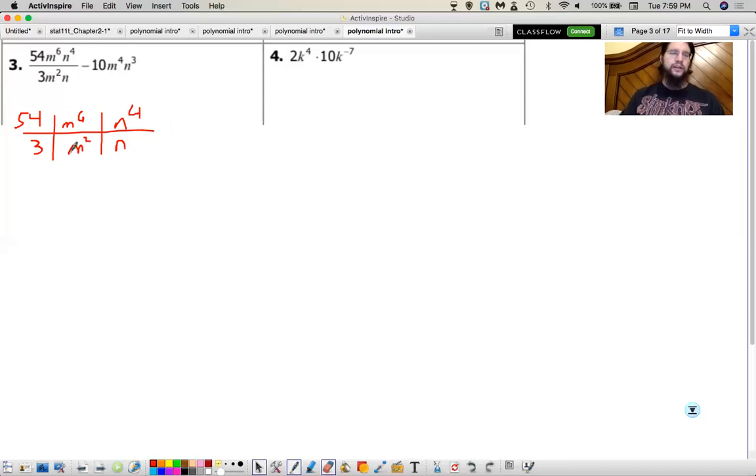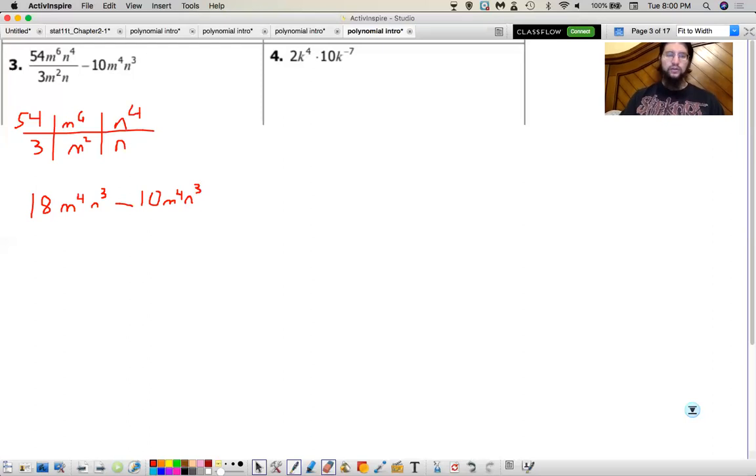So 54 divided by 3, that's 18. M to the 6 divided by m squared. When we're dividing, we subtract our exponents. 6 minus 2 is 4, m to the 4th power. N to the 4th divided by n to the understood 1, so that's n to the 3rd. And we still have a subtraction. Excuse me, we've got 10 m to the 4th n cubed.